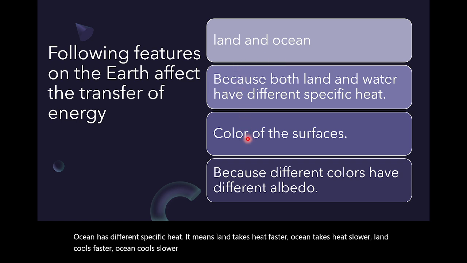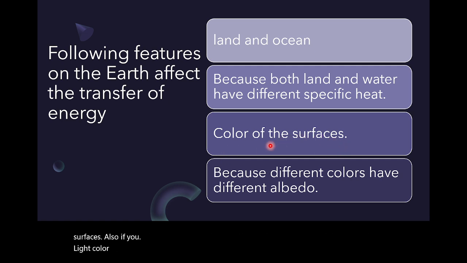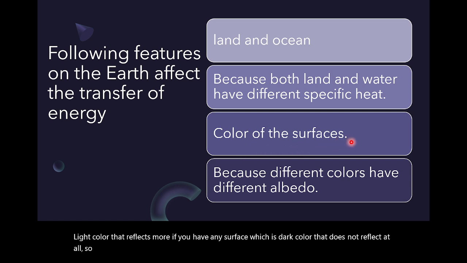Okay, and there is a different feature because of the color of the surfaces also. If you have a light color, that reflects more. If you have a surface which is dark color, that does not reflect at all. So there is a change in transfer because of these features.